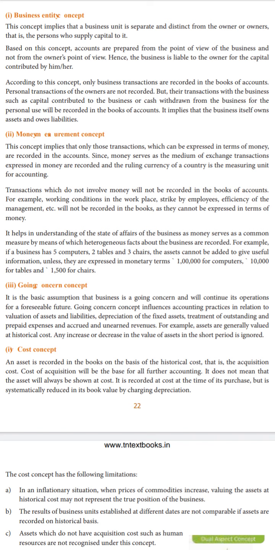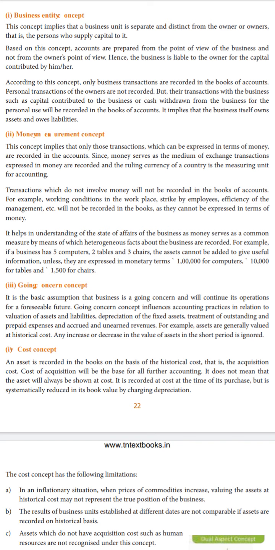Based on this concept, accounts are always prepared on the basis of the business and not from the owner's point of view. I'll tell you a short example. When there are large business concerns running in the market, there will be real owners, that is the investors. Even a layman or the general public can buy shares from that company and become an owner. Whoever buys even one share from a company becomes an owner of that business concern.